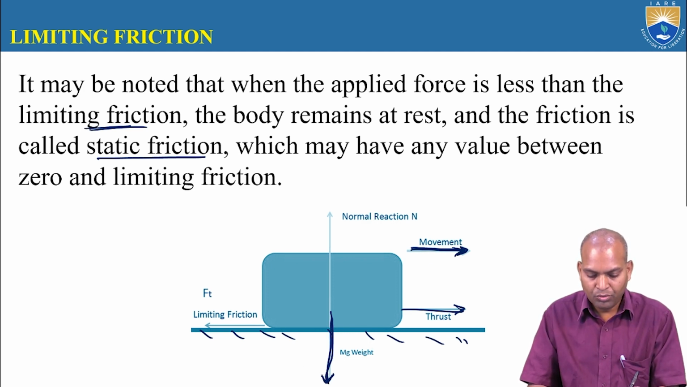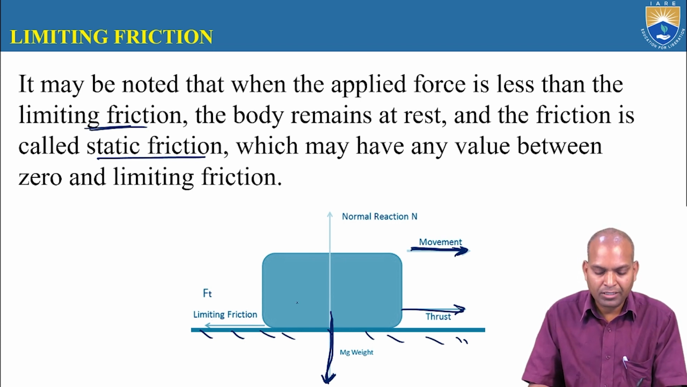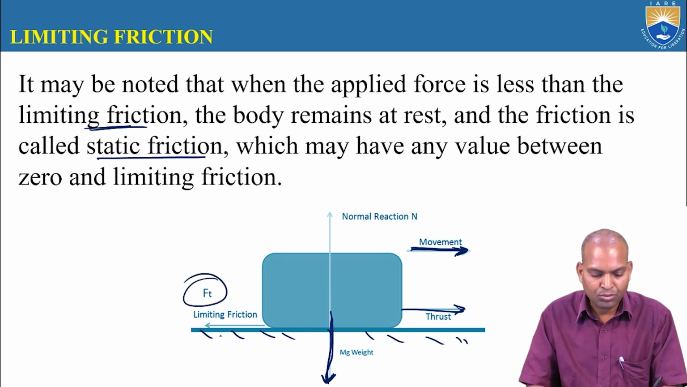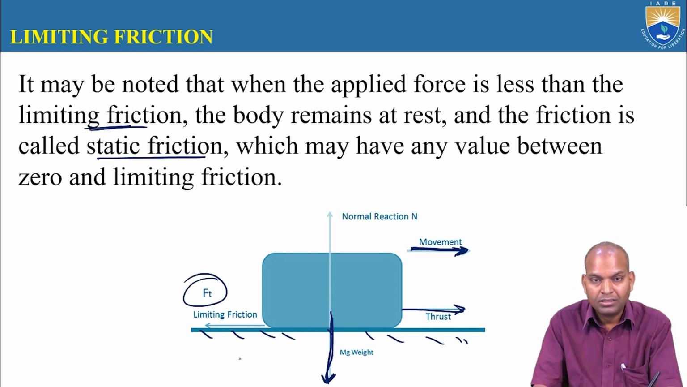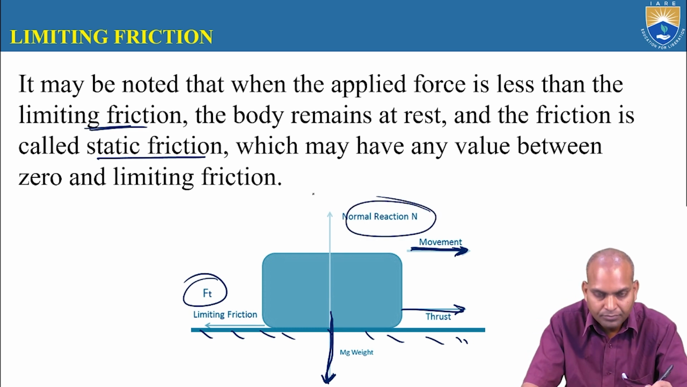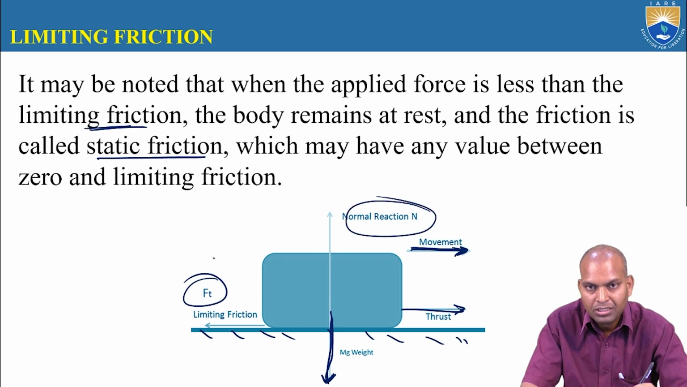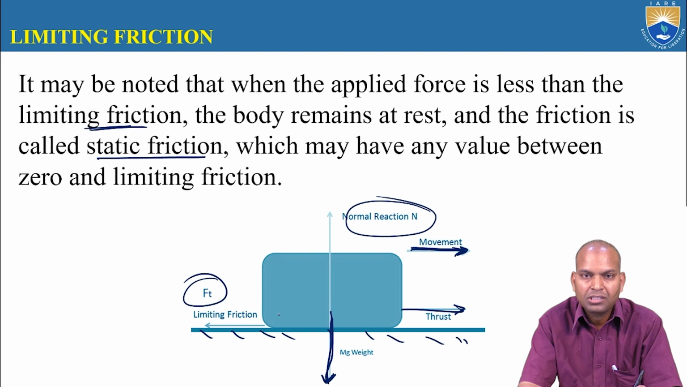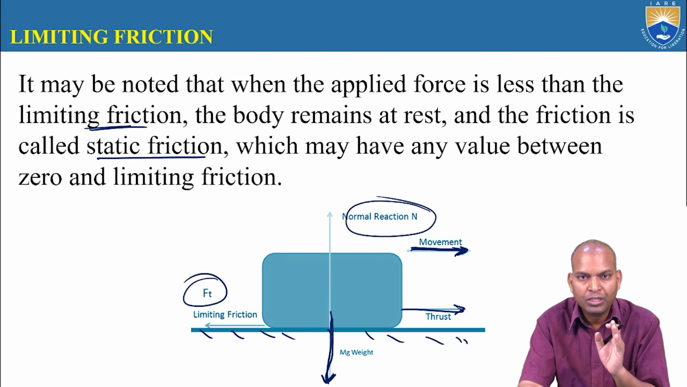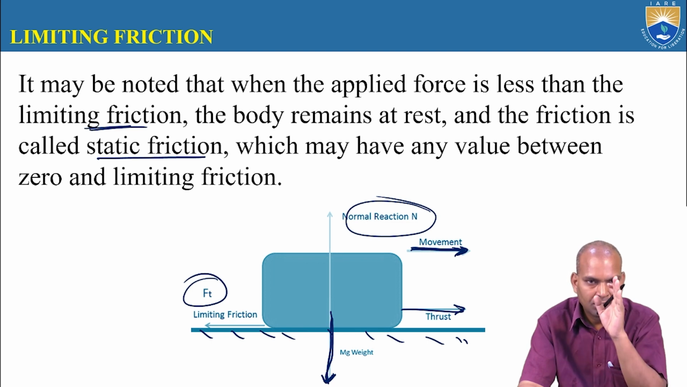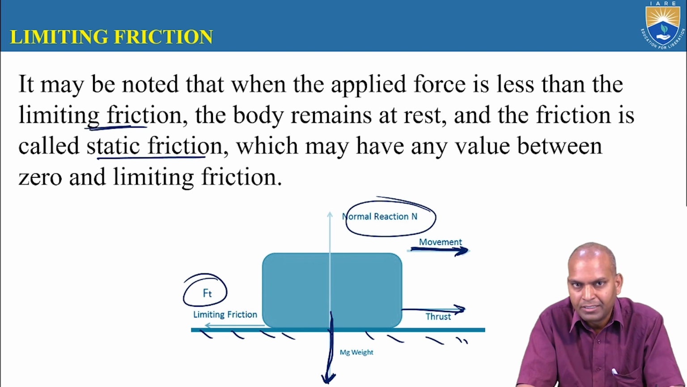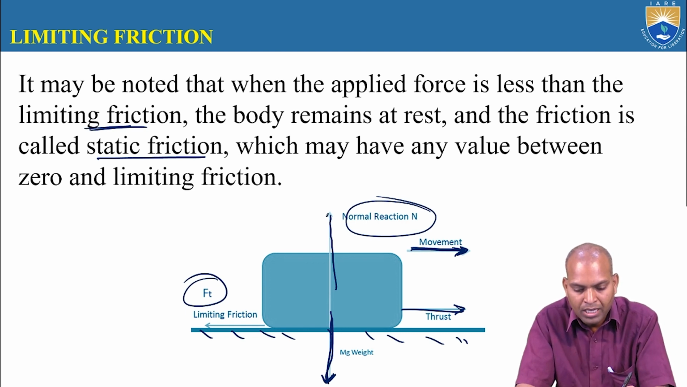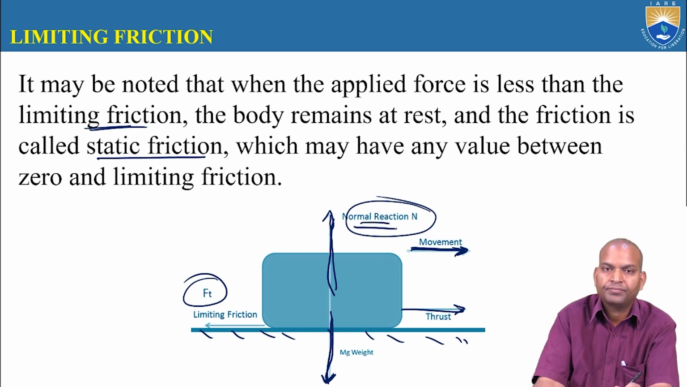Next, the weight is acting downwards, and there are two terms. The maximum value at which the body tends to move is known as the limiting friction. The third term is known as normal reaction. When weight acts downwards, there is an equal and opposite reaction. That reaction force acts collinear with the weight, but in the opposite direction to the weight. That is known as the normal reaction.